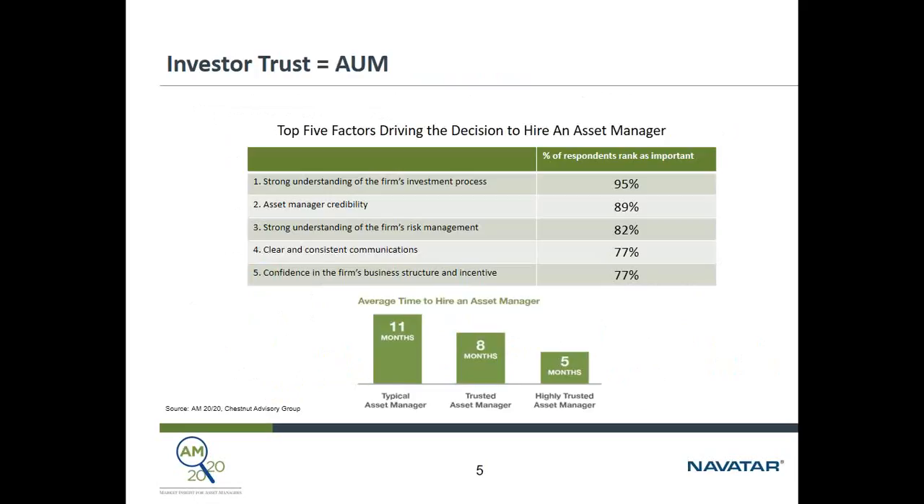While there's no one magic thing you can do to become highly trusted, the good news is the top 5 factors driving the decision to hire any asset manager are all 100% under your control, and you can see that list here. So we gave consultants and investors a list of about 15 things and asked them how important is each one, and you can see by far number 1 is they need to understand what you're doing with their money, and the other 4 items all have to do with various versions of them understanding what you're doing and trusting you, various elements of your business.